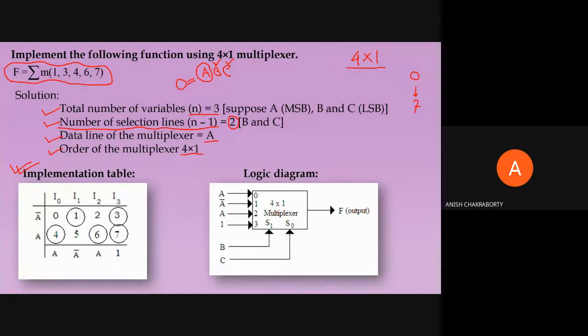That's clear. Now listen very carefully. Now the most fundamental thing: a total of 8 possible combinations are there. These are 0 to 7. Okay.